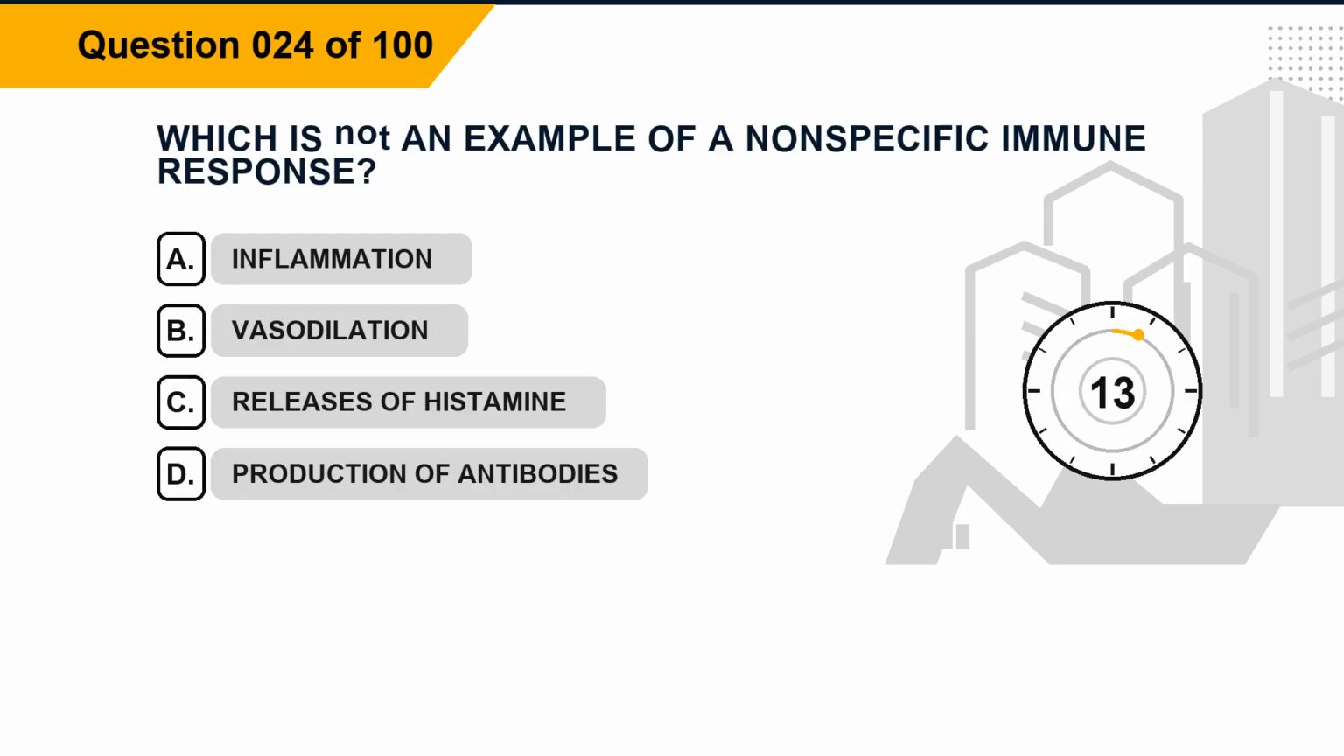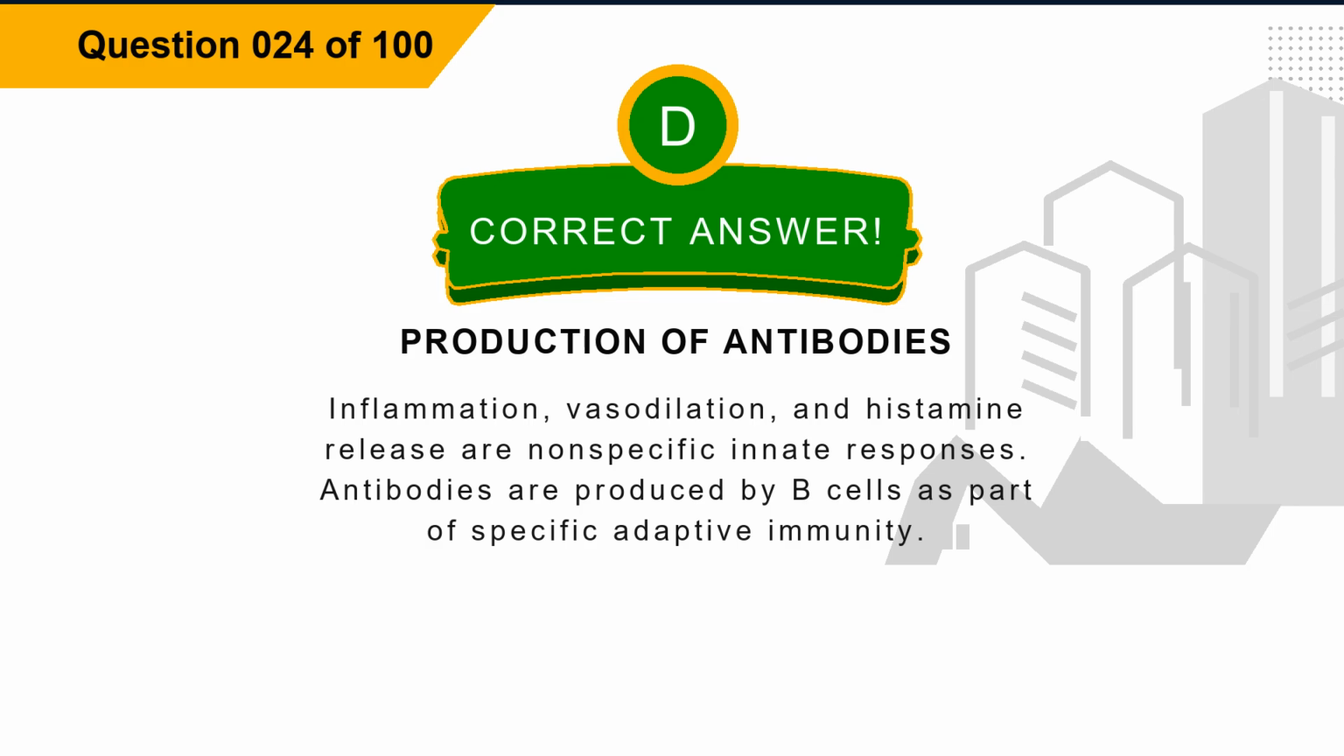Question 24. Which is not an example of a nonspecific immune response? Option A, inflammation. Option B, vasodilation. Option C, release of histamine. Option D, production of antibodies. The correct answer is option D, production of antibodies.